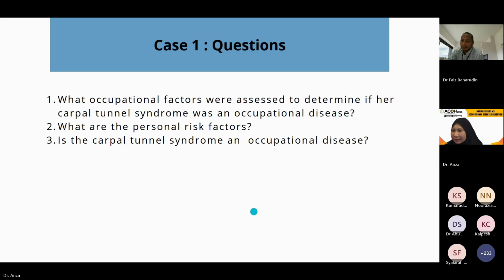What are the occupational factors? Anyone? Any answer from the audience? Okay, now I find the chat box. Okay, I can see the chat box now, Faiz. Okay. And you guys also can add in your question later. Just be reminded. Anyone would like to put in your chat box? What occupational factors would you assess to determine whether the carpal tunnel syndrome is an occupational disease or not?